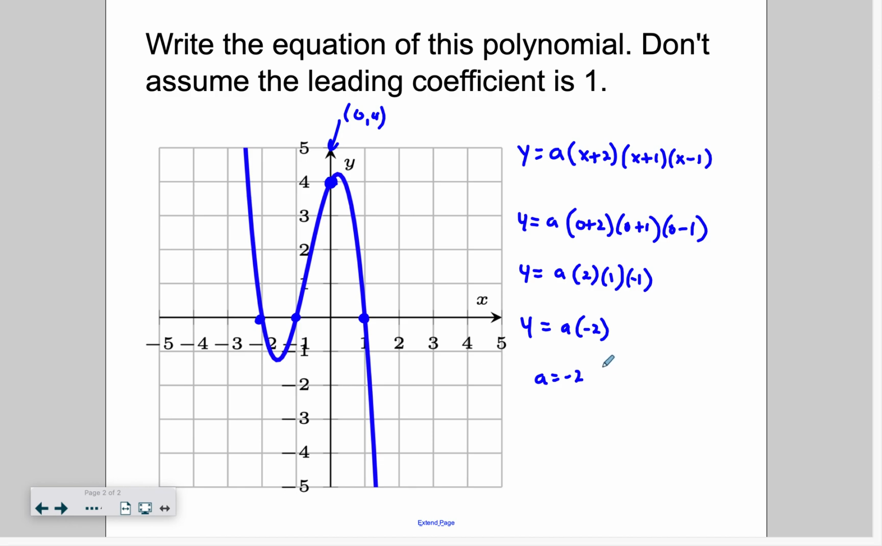Now we're still not done. It says write the equation of the polynomial. The final equation is y equals, now you've got to plug in a, negative 2 times x plus 2 times x plus 1 times x minus 1.